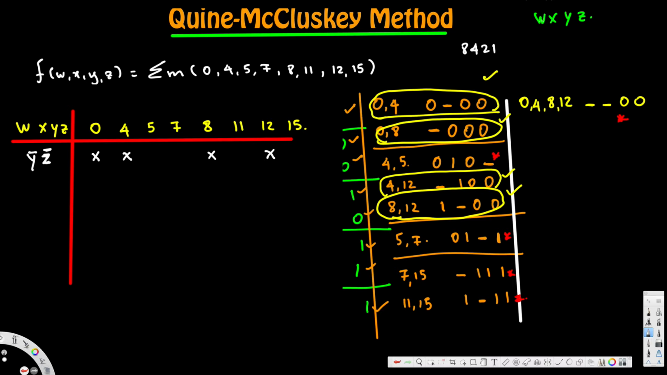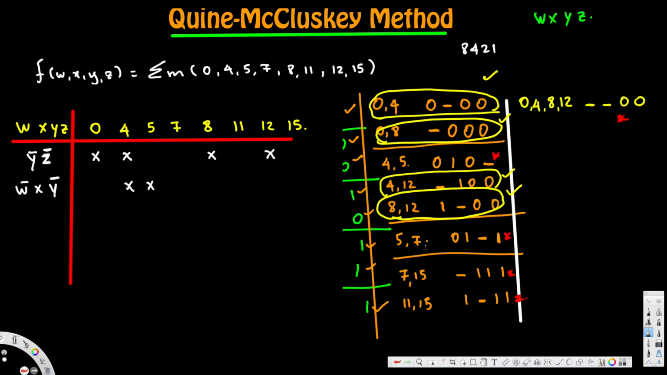0 means we have to put a prime for W prime. X is 1, so we can keep it as it is. Y we have to put a bar because this is 0. So W prime X Y bar, and the location is 4 and 5, so we put an X for 4 and 5.